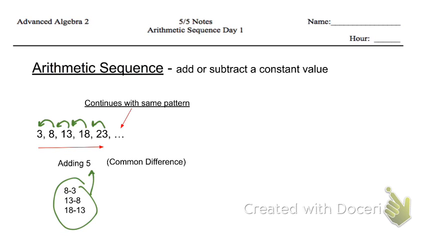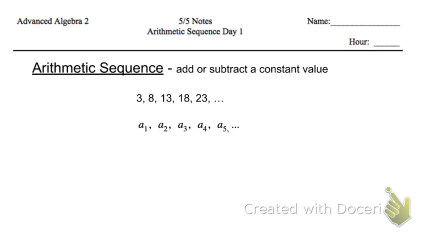So take any number in your list and subtract the number in front. Of course, you can't do that with the first number because it doesn't have a number in front of it. But that's a surefire way to figure out what your common difference is, your d value.